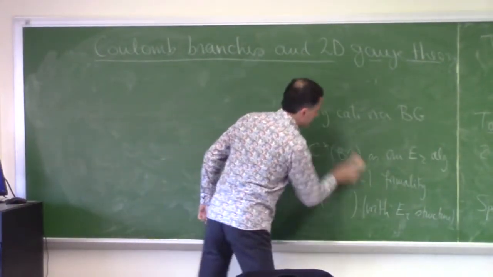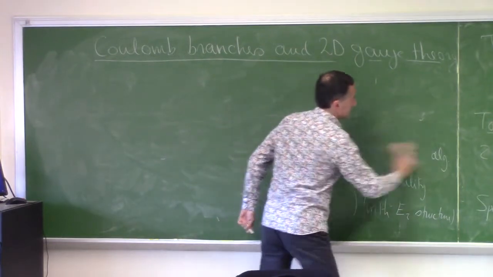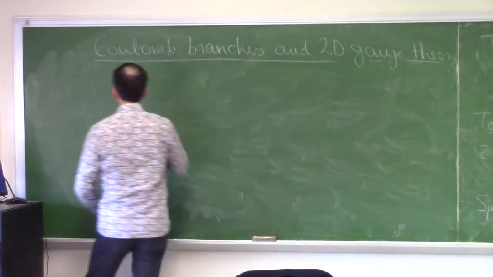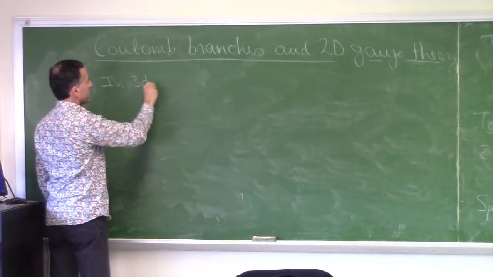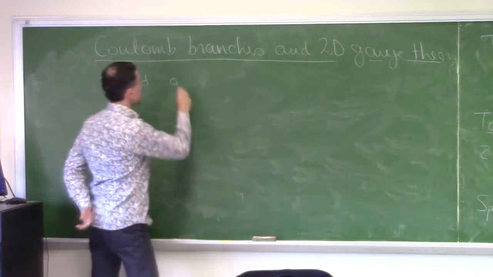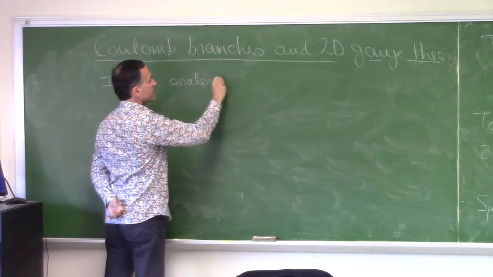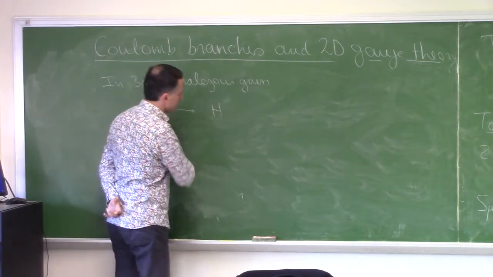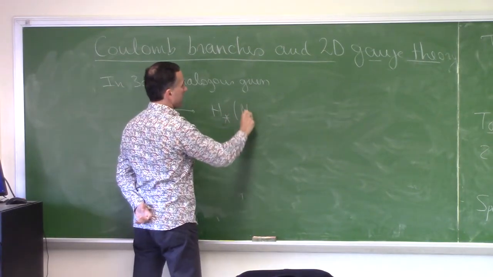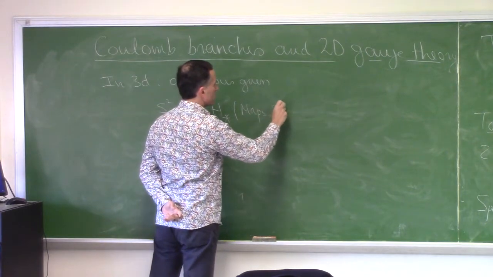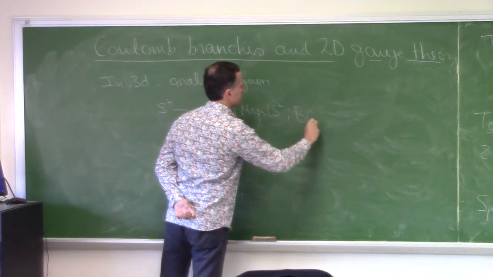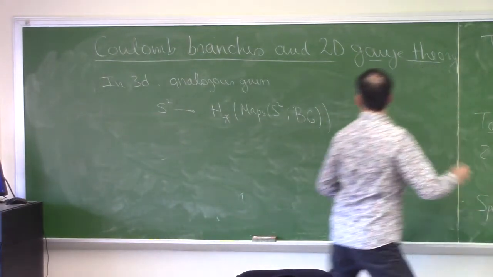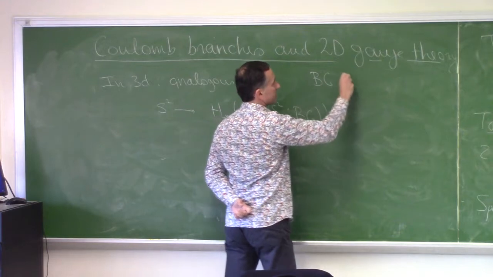All right, so let's see. Let's look at the gauge theory in 3D. In 3D, based on this, you can make a guess. Another guess. The sphere goes to the homology of the maps from S2 into the classifying space BG. Because the analog of the space X was the space BG. So BG, the classifying space, is the analog.